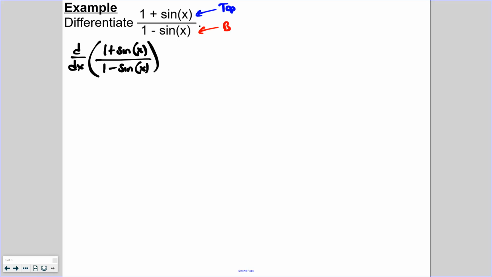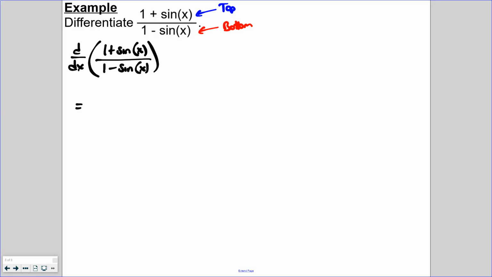Alright, and then finally we're being asked to differentiate the expression, 1 plus sine of x over 1 minus sine of x. Since we are differentiating this, we need to start out with d dx of 1 plus sine of x over 1 minus sine of x. And we can see that 1 plus sine of x is our top function, and 1 minus sine of x is our bottom function. So that means it's time to differentiate.